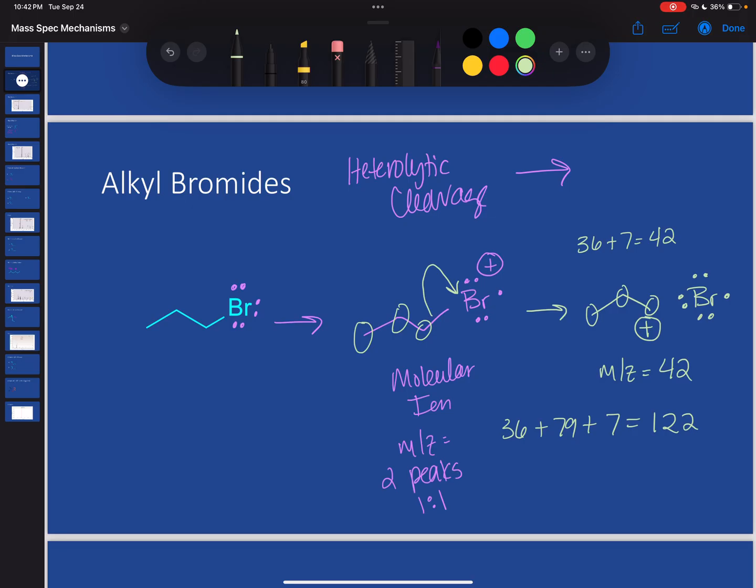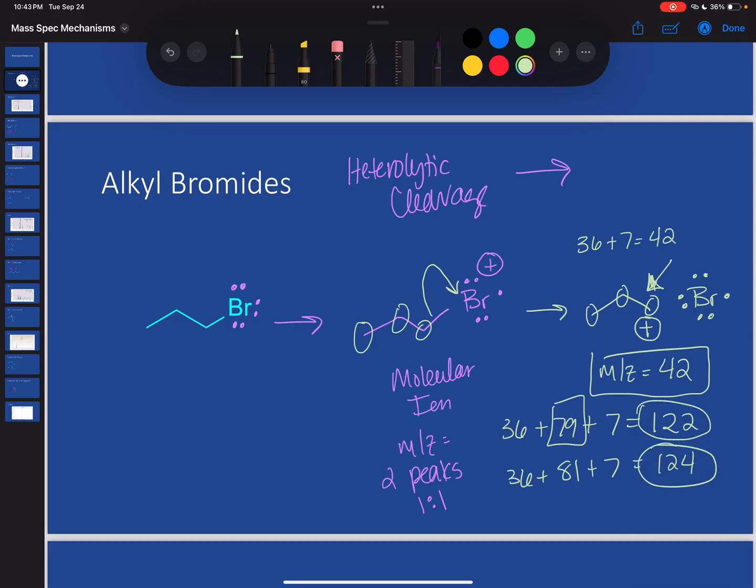Then don't forget the isotope of bromine. The isotope here was 79. The other isotope for bromine is 81, so that just adds 2 to my molecular ion peak. Because bromine is not in the carbocation, I do not have to worry about any twin peaks or an isotope peak there. So that's all the fragmentations I could come up with. These are the 3 numbers I would look for in my mass spec.